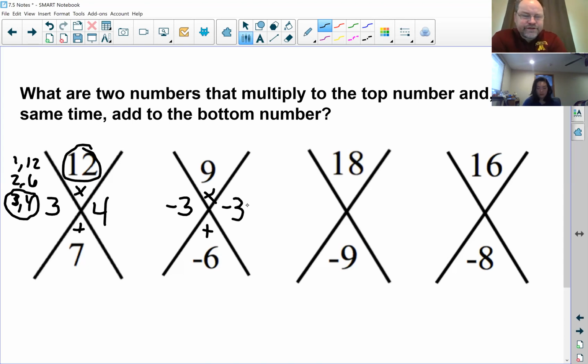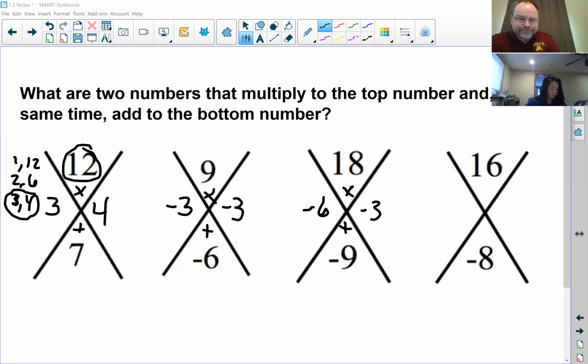All right, how about this next one? Multiply to 18, add to -9. Yeah, -6 and -3, or -3 and -6.